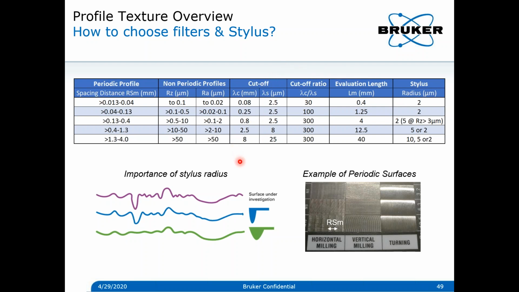Now we need to mention the importance of the stylus radius. Let's say this is the real profile of the real surface under investigation. We have two cases, a sharp stylus and a little bit blunt stylus. The data we got out of the sharp stylus is different from the blunt one. The reason is that the sharp one can trace the surface very well, but the blunt one will be tracing more like over the top. That means if there are very deep trenches over here, the bottom of the stylus may not be able to access the surface.